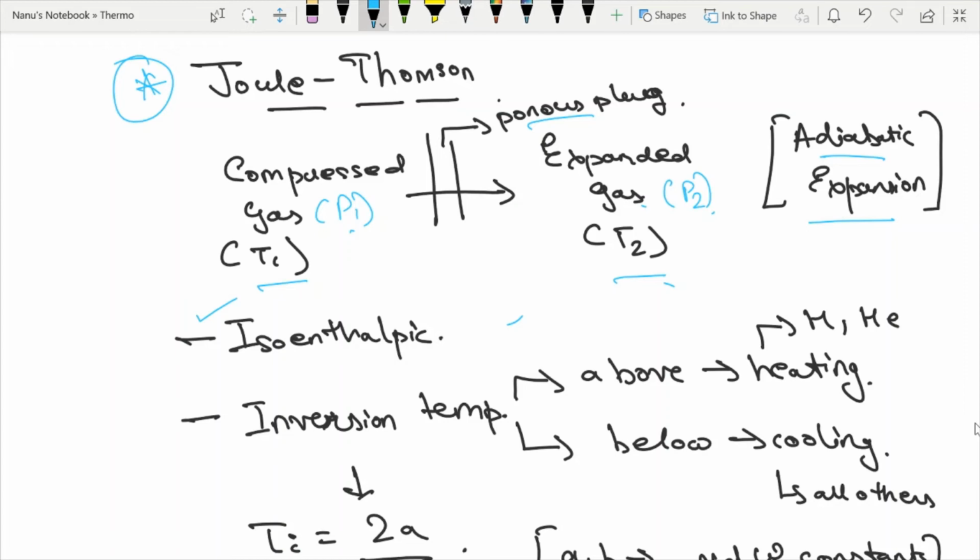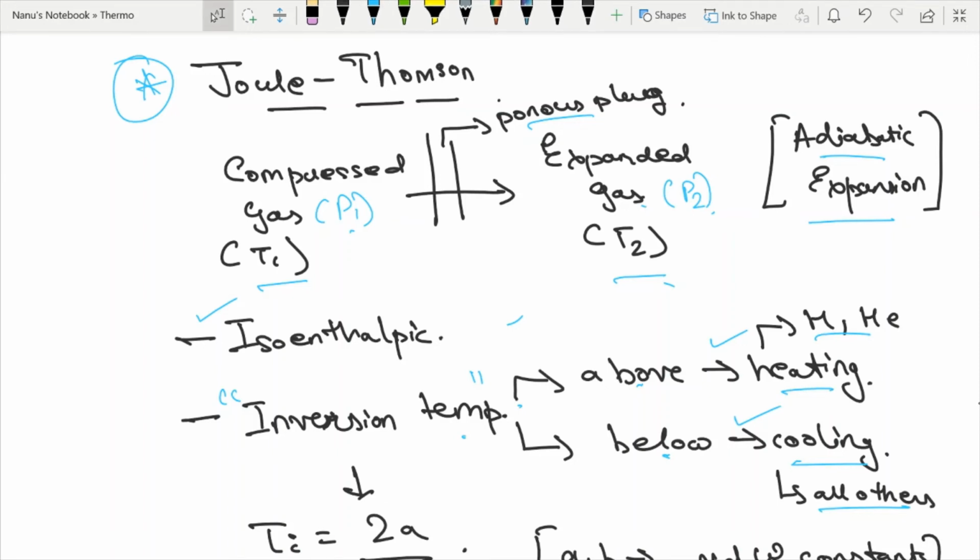So when the gas is passing from this more compressed place to a more expanded place, there's a change in temperature. Now this change in temperature is heating or cooling. That is where the concept of inversion temperature comes up: if the temperature is above the inversion temperature, heating is observed. If the temperature is below the inversion temperature, cooling is observed. Cooling is observed for most gases except hydrogen and helium, which show heating, right?